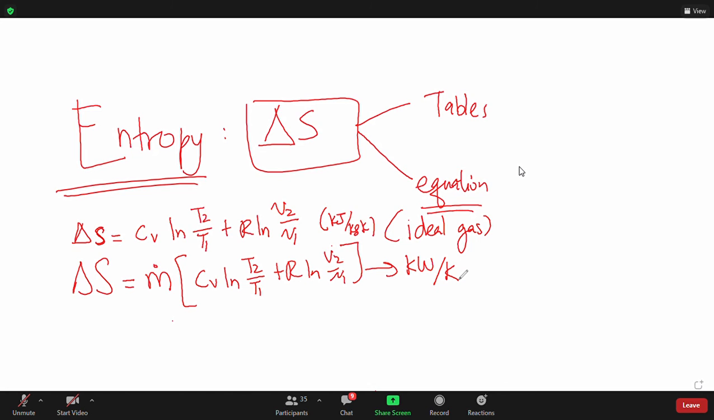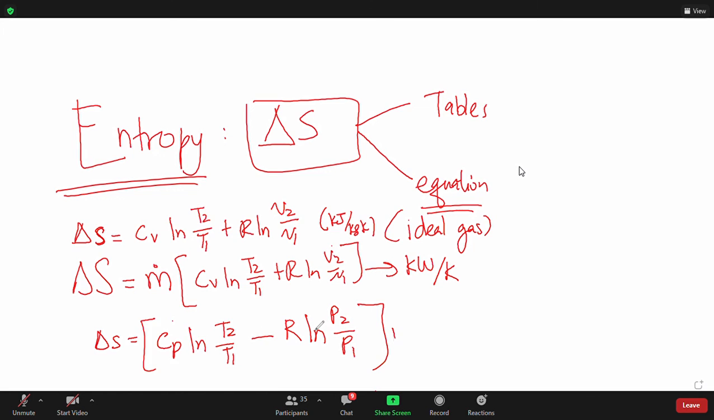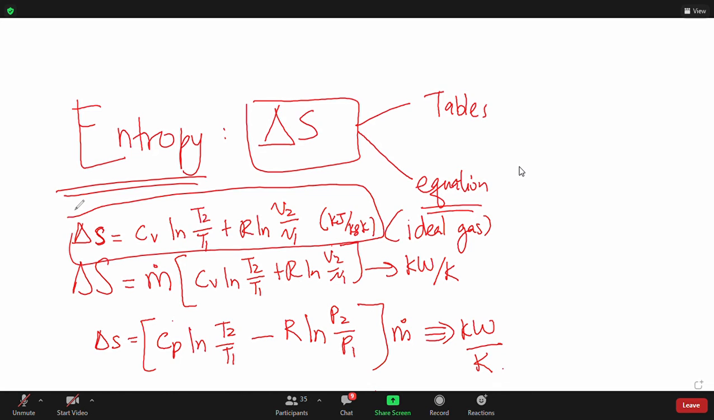Everybody? Or you can also use the other equation for delta s. What is the other equation? Can someone help me? Cp what? Ln what? Yes, Amiro: ln T2 divided by T1 minus R ln P2 by P1. Right. And again, if you multiply by the m dot, then your units will be in kilowatt per Kelvin. Otherwise, it's kilojoules per kilogram Kelvin here. Okay.